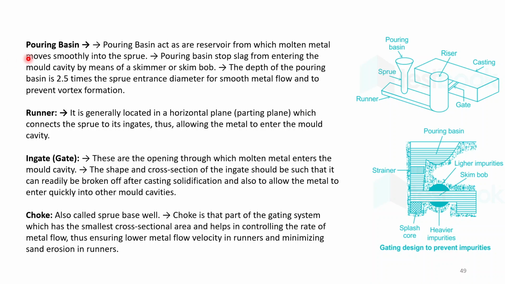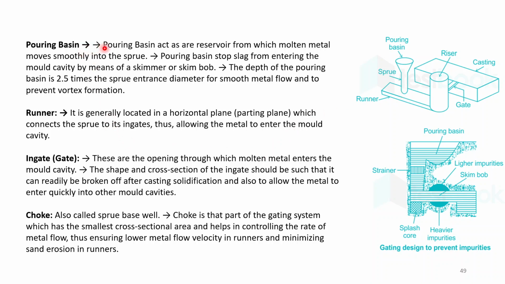Next you have again definitions of pouring basin. So here in the figure also you can see this part is pouring basin, then you have sprue, then you have runner, then ingate is the connecting part, you have riser as well, you have ingate, and choke will be below this pouring basin.